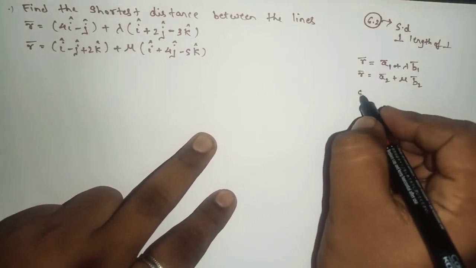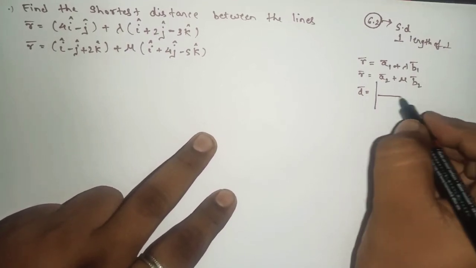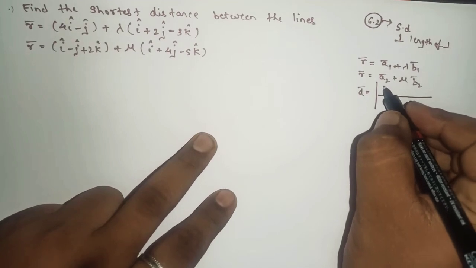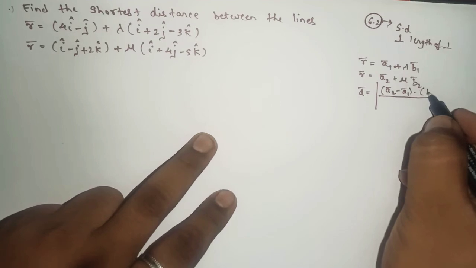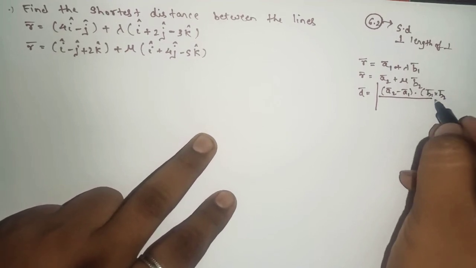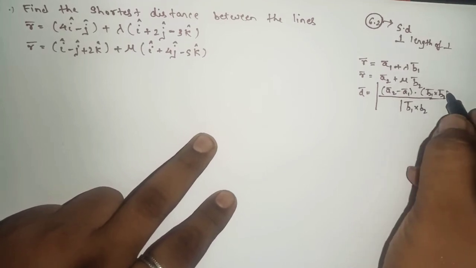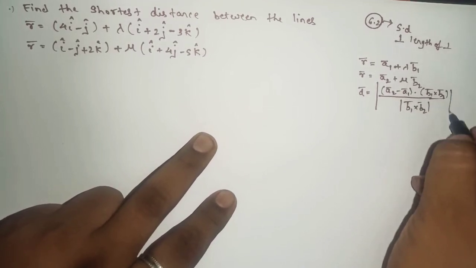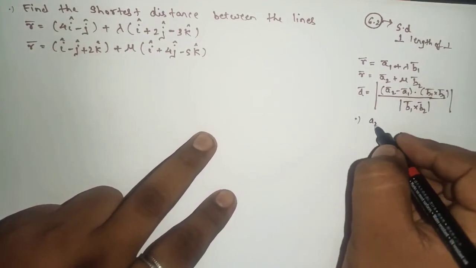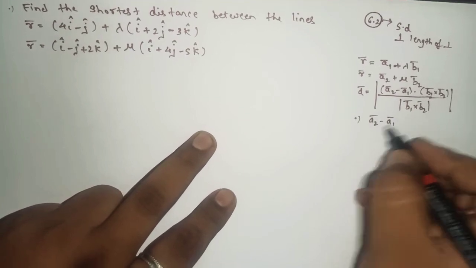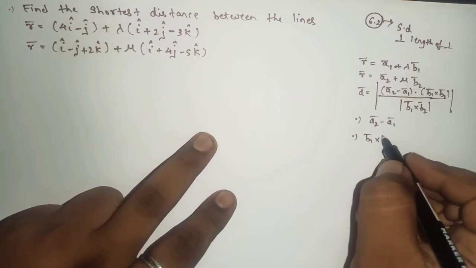After that you have to apply the formula, that is distance. In the first bracket you will write a2 minus a1 dot b1 cross b2, and then you have to find the magnitude of b1 cross b2. As I had explained, first you will find a2 minus a1, after that you will find b1 cross b2, so remember these steps.